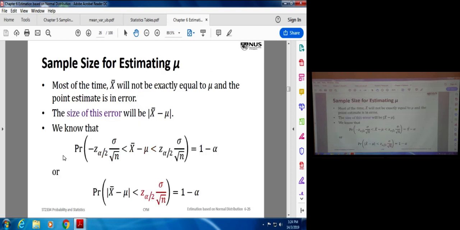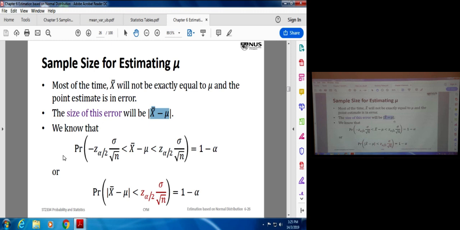Okay, so the sample size for estimating mu. Most of the time x bar is not exactly equal to mu, and the point estimate is of course in error, right? What does that mean? That means that I estimate the true population mean with the mean of the data, and the mean of the data is not likely to be equal to the population mean. There's going to be an error, okay? And we can classify this error at least in one way, which is the absolute difference between my estimator and my true number, mu.